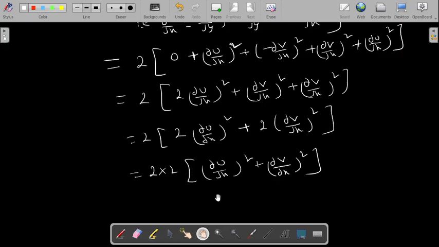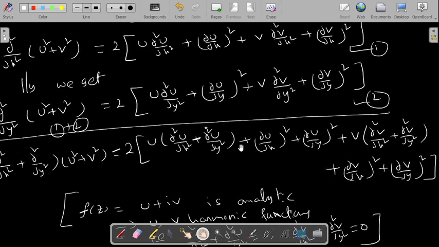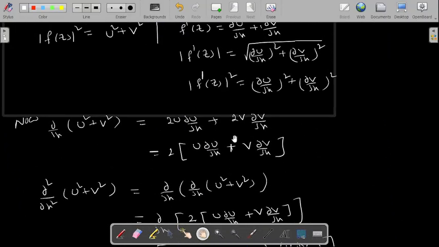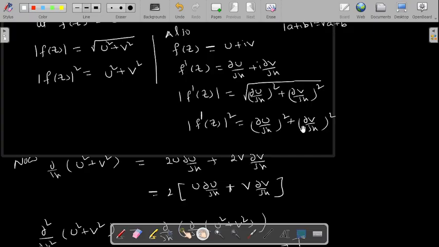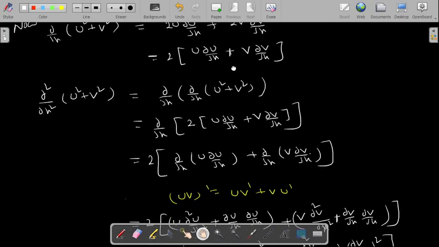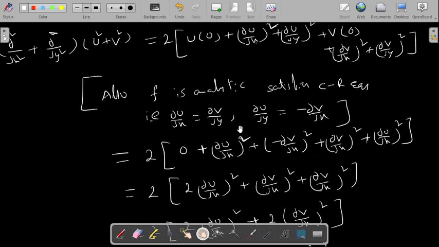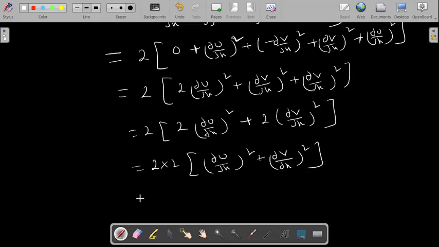So now what is this value? See, (∂u/∂x)² + (∂v/∂x)². What is this value? (∂u/∂x)² + (∂v/∂x)² is |f'(z)|². So what is the value? |f'(z)|². So this is 4 into this value, that will be |f'(z)|².